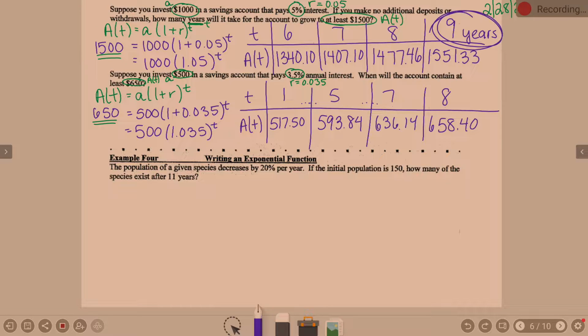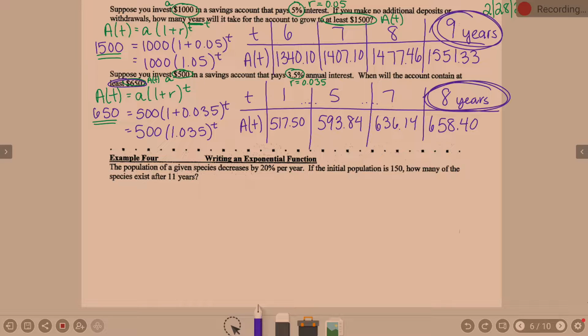658.4. Okay, what were we looking for? At least 650. Did we get it? Yeah, we got it at 8 years there. Don't be afraid to grab the calculator and do the work, guys. That was not difficult work, was it? That's stuff you should like doing because you get to take the calculator and you get to just play.